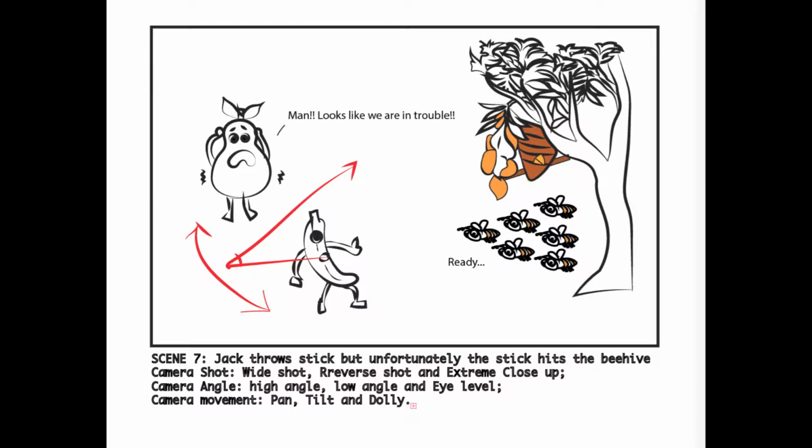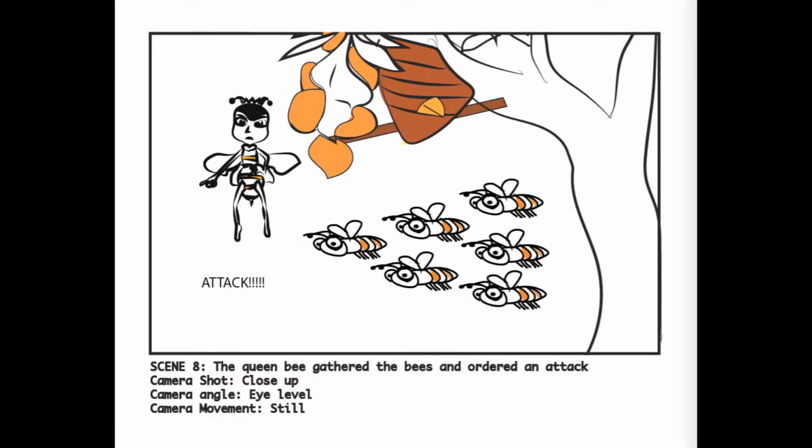There's no sound. Jack and Frank can now hear an ever-growing slow buzzing sound. Frank, his heart missed a beat and he screamed, "Man, look, we are in trouble." By the time they realize what's happening, Queen Bee had already gathered the full contingent of bees and ordered an attack on the culprit.